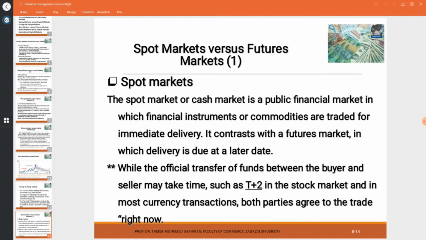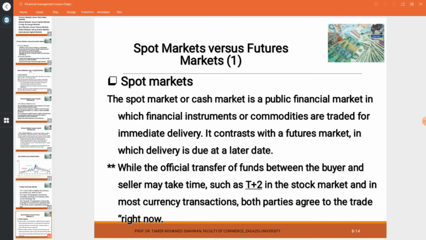You must be careful. In most spot markets, when I say it's immediate delivery, in most cases it will take the rule T, sometimes T plus 1, T plus 2, T plus 3. What is T plus 1 or T plus 2, T plus 3? This is a reflection of the time when the transaction will be done, but it is still considered immediate delivery or a spot market. So the official transfer of funds between a buyer and seller could sometimes take, for example, T plus 2 in the stock market, and in most currency transactions both parties agree to trade right now, and this is the spot market.